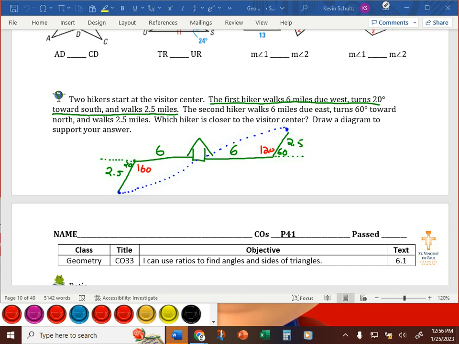You can eyeball it. Second one. Why? Because of the smaller angle.